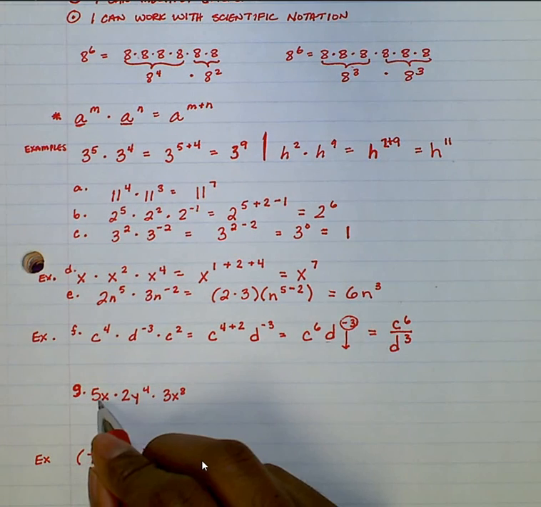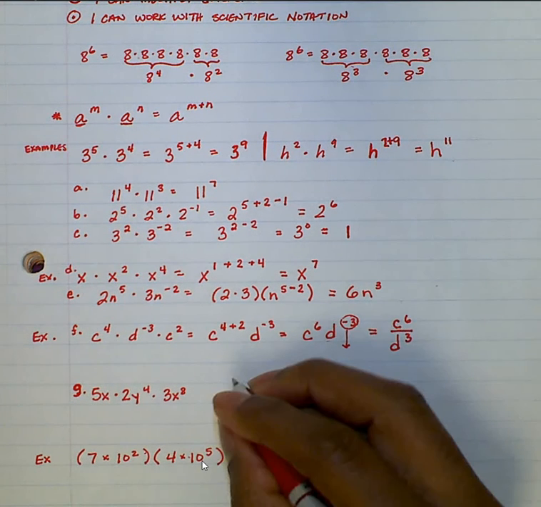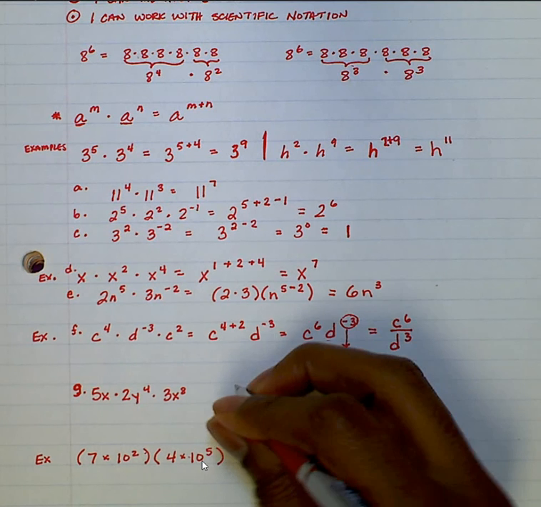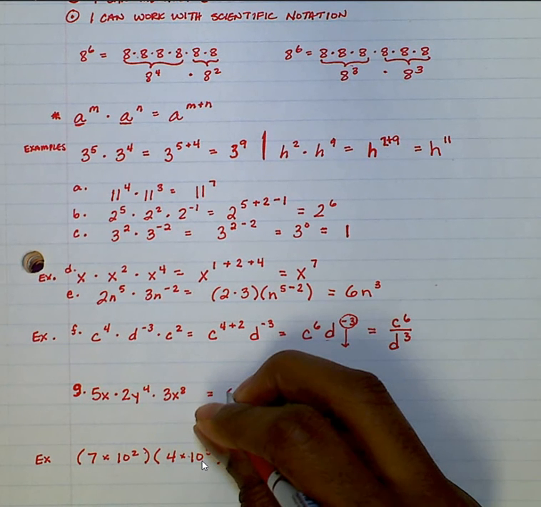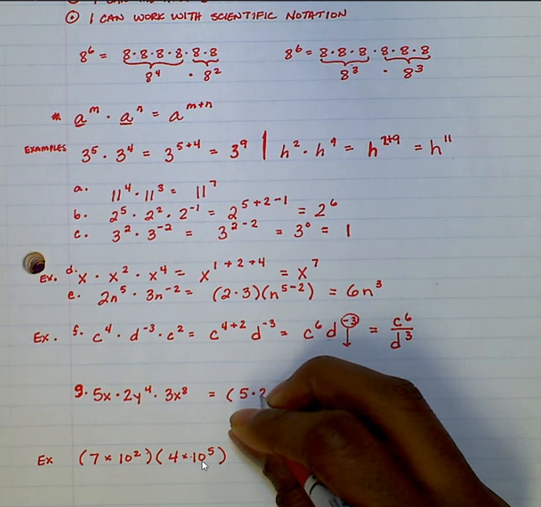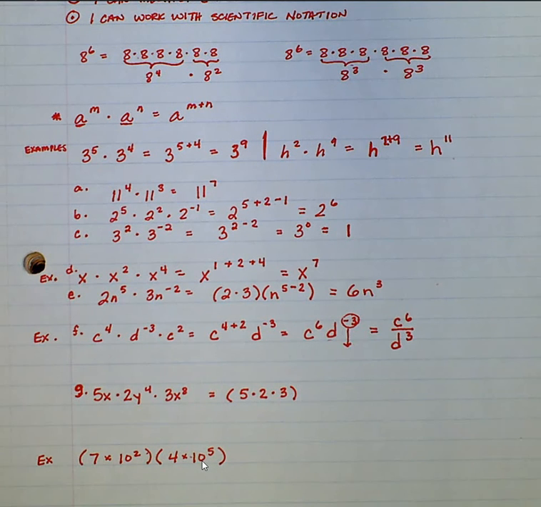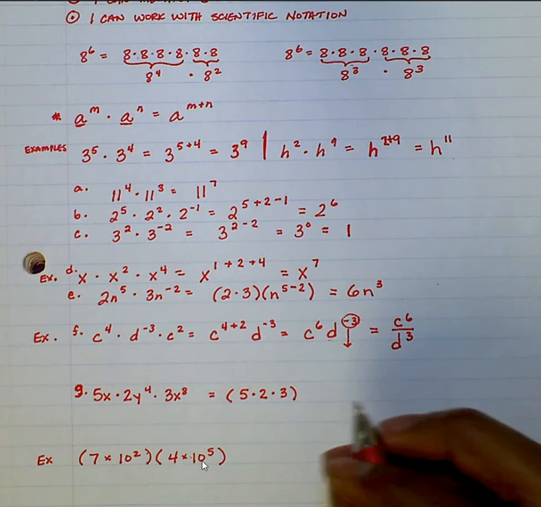So, I have a bunch of numbers, 5 times 2 times 3. Those are still the same things that we were doing, so I'm going to group those together because I know I can multiply those. It's not a new concept. 5 times 2 times 3. You don't have to write it out like this, but I find it helpful to do so, especially as we're introducing this topic.